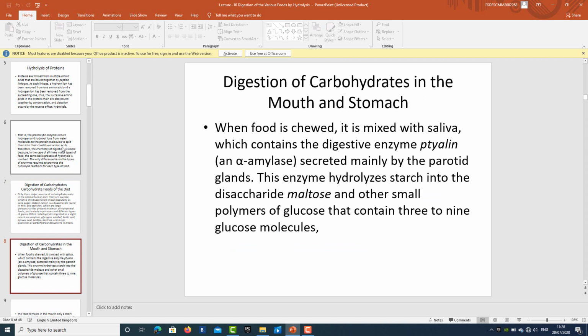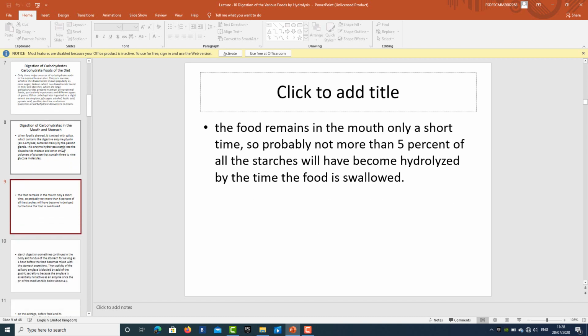Digestion of carbohydrate in the mouth and stomach. When the food is chewed, it is mixed with saliva, which contains the digestive enzyme ptyalin, secreted mainly by the parotid glands. The enzyme hydrolyzes the starch into the disaccharide maltose and other small polymers of glucose, which contain 3 to 9 glucose molecules. The food remains in the mouth only a short time, so probably not more than 5% of all the starches will have become hydrolyzed by the time the food is swallowed.